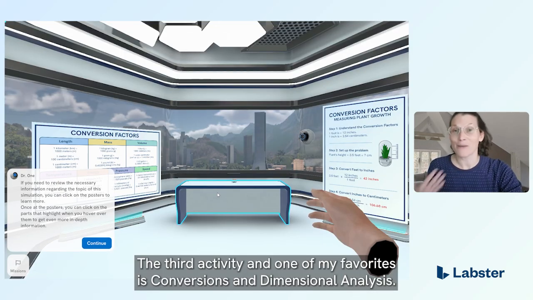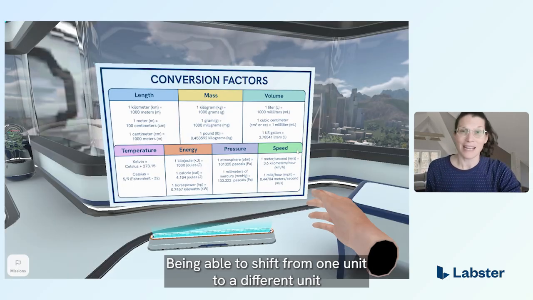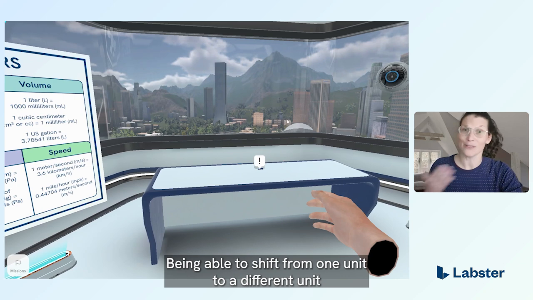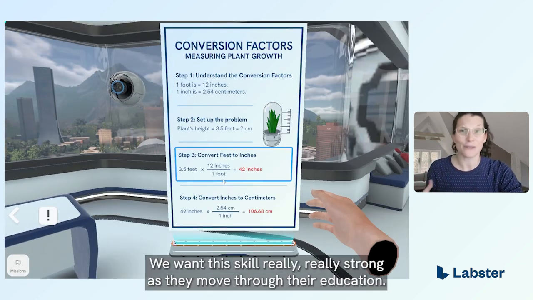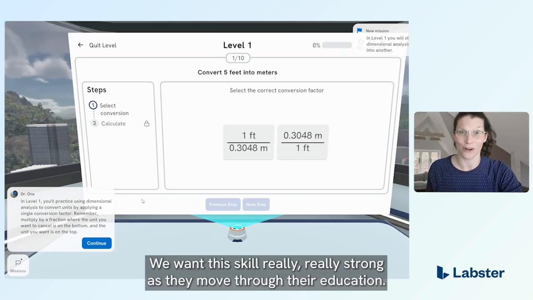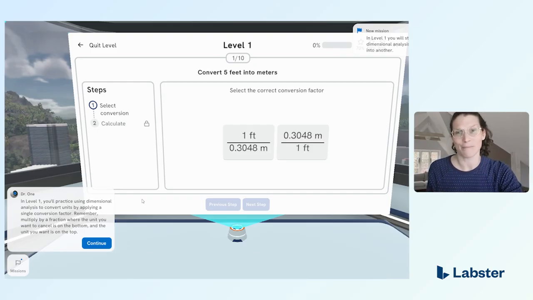The third activity, and one of my favorites, is conversions and dimensional analysis. Being able to shift from one unit to a different unit is core to equations across science. We want this skill really, really strong as they move through their education.